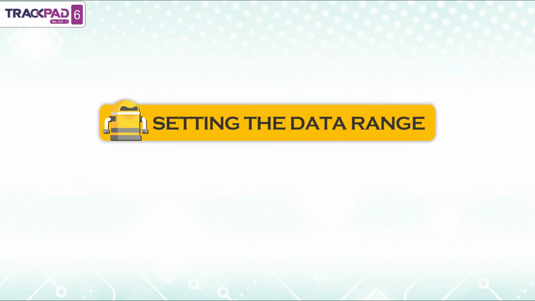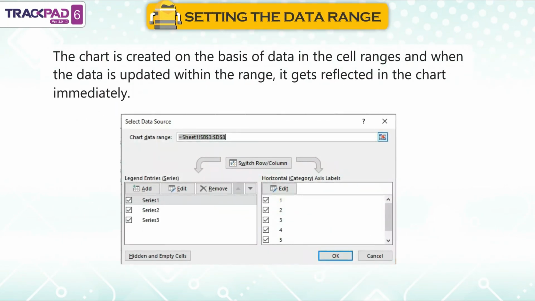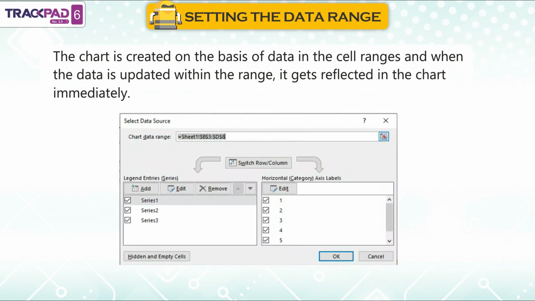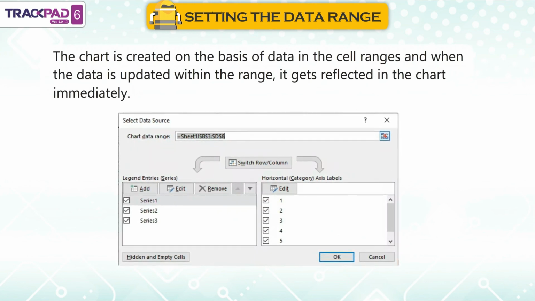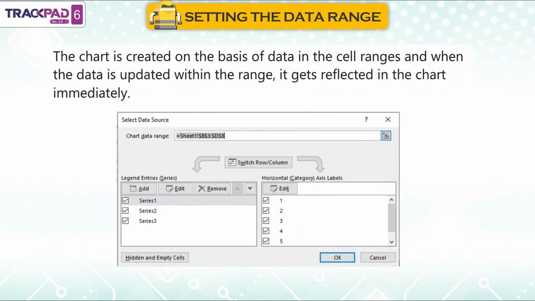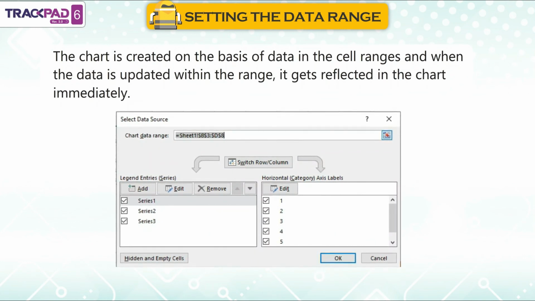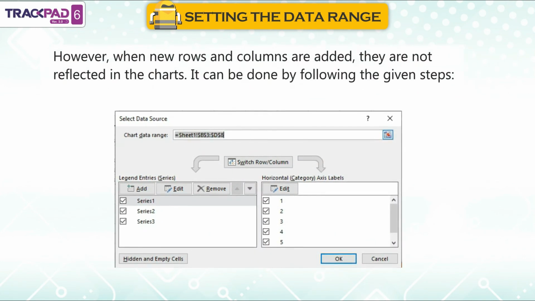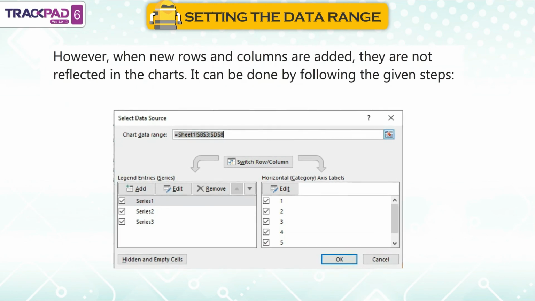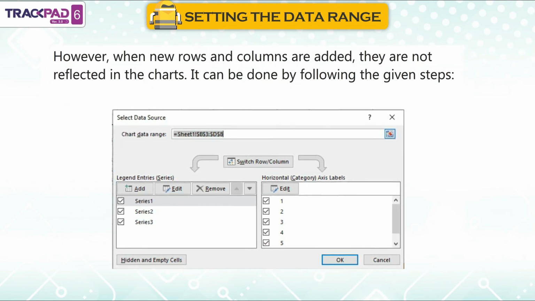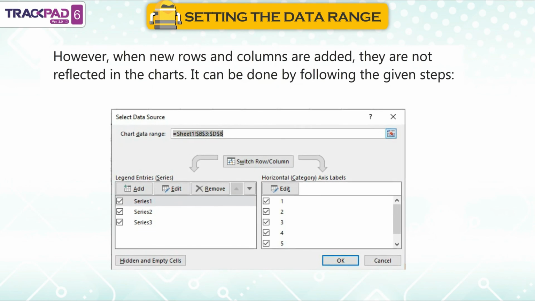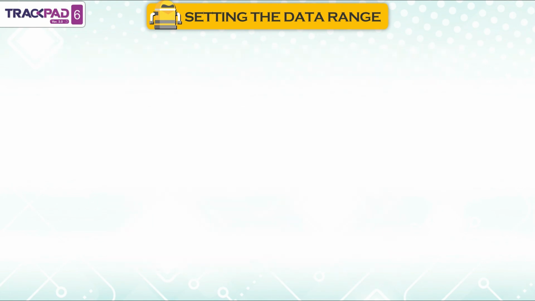Setting the data range. The chart is created on the basis of data in the cell ranges, and when the data is updated within the range, it gets reflected in the chart immediately. However, when new rows and columns are added, they are not reflected in the charts. It can be done by following the given steps.